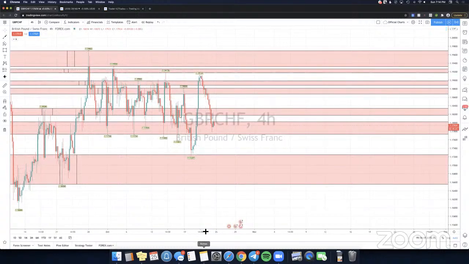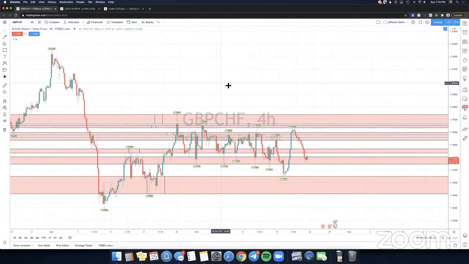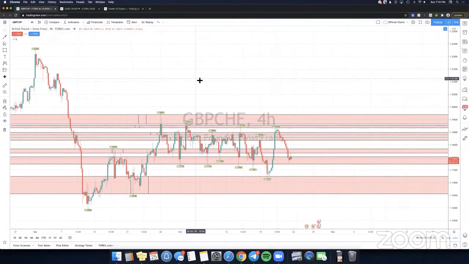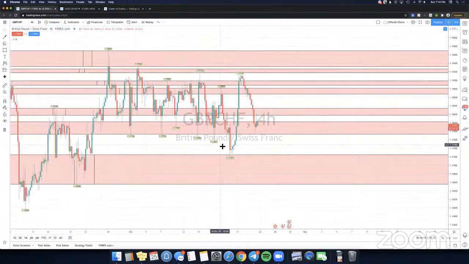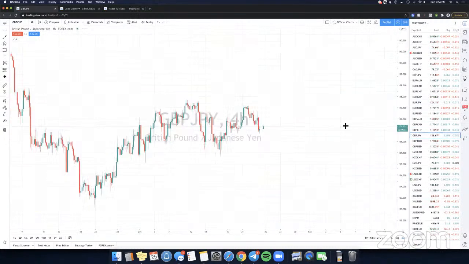I'd be careful trading this because ranging markets are probably the worst markets to trade if you're trading intraday. Unless you're scalping, then it's perfectly fine, but you don't want to get caught on the wrong side of the trade. So that's GC right there. I'm going to move on to the next one, GJ.